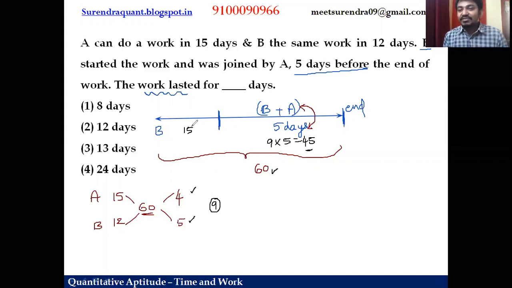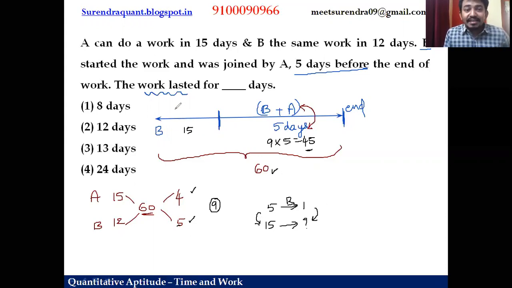Now let us try to see how many days are taken by B to finish this 15 units work. What is the 1 day work of B? 5 units. So if B can finish 5 units in 1 day, 15 units he can do in how many days? Simply 3 times, right? So this should be 3 times.